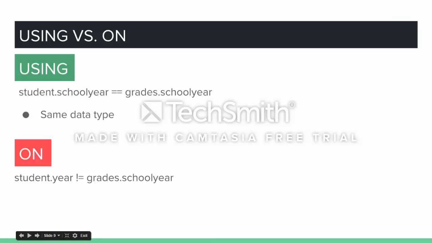Before we go any further, I'd like to make a point about using versus on. Using is basically used when you have the same data type and the same name on different tables. So this is what we used for the SID. However, we could also use on, which is for attributes from different tables that do not have the same name but can be merged into a single column.